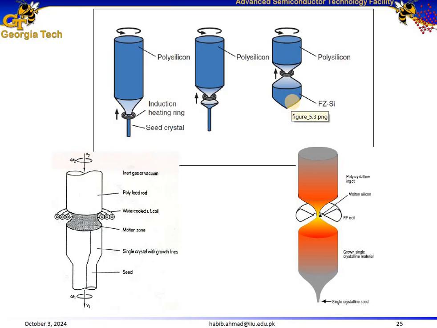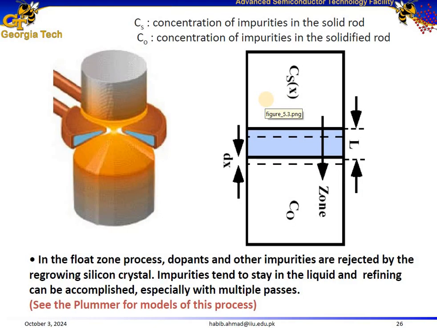So the float zone growth method is vital for producing high quality silicon with minimal defects and impurities. It is especially useful in industries requiring ultra pure materials such as power electronics, solar cells, and semiconductor devices. By carefully controlling the radio frequency heating and the movement of the molten zone, we can produce large single crystal silicon ingots with precise structural characteristics.